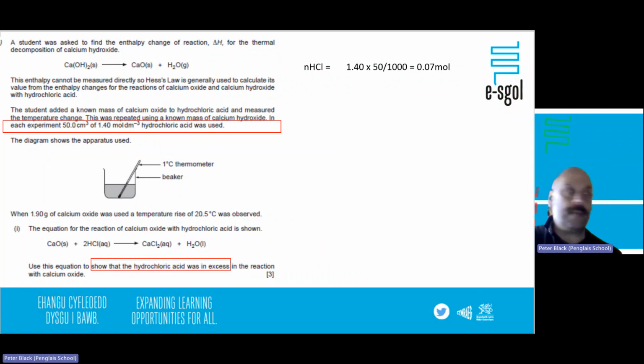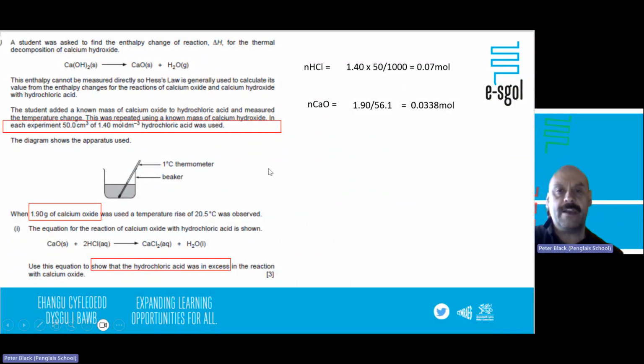Now you're going to see why it's really important we know who is in excess. I think I mentioned this on our previous presentation. We'll work out the moles of calcium oxide next. You can see here we've been given a mass of calcium oxide. This is going to be our mass over Mr. Okay, and those are the number of moles that we're using now. At this point, I mentioned this yesterday, please don't assume that you're done.